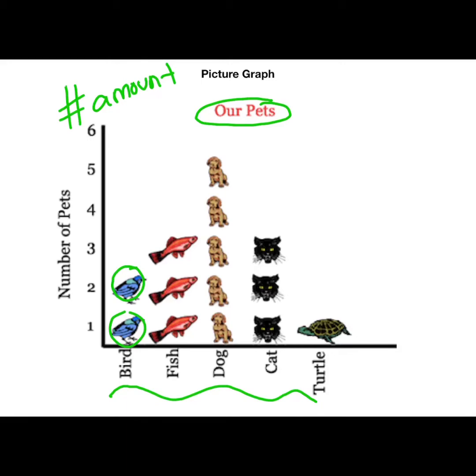How many dogs are there? There are 5 dogs, and we know that because we can count 1, 2, 3, 4, 5 pictures of the dog.